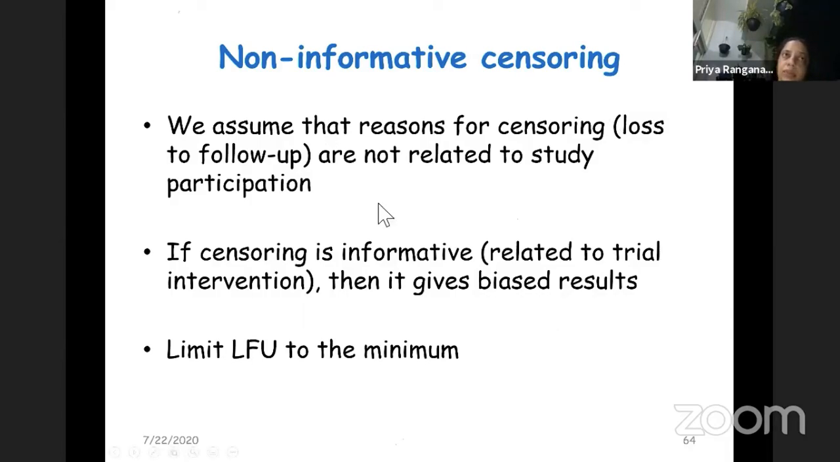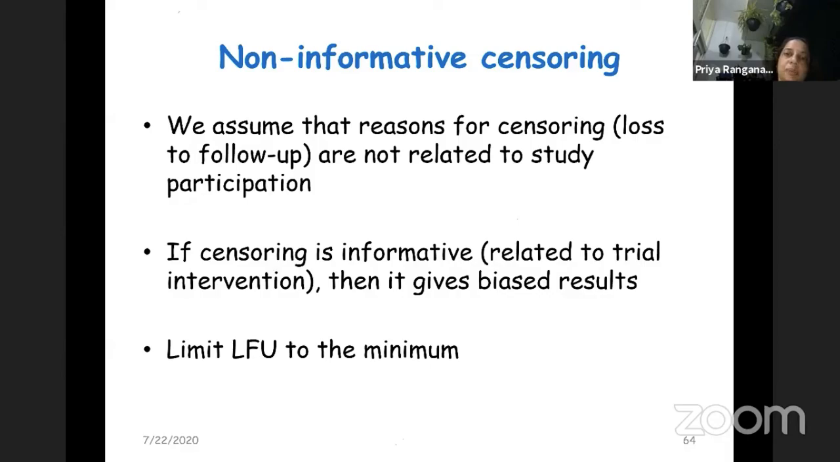How do you get around this, right? When somebody is lost to follow-up, how do you know why he left? There is no way of knowing it. And that is why you need to limit losses to follow-up to the minimum. Choose compliant patients, explain the protocol so that they're more likely to comply, have a large enough sample size so that even if 20 patients drop out, okay, you still have enough data on the remaining patients to minimize your percentage loss to follow-up.